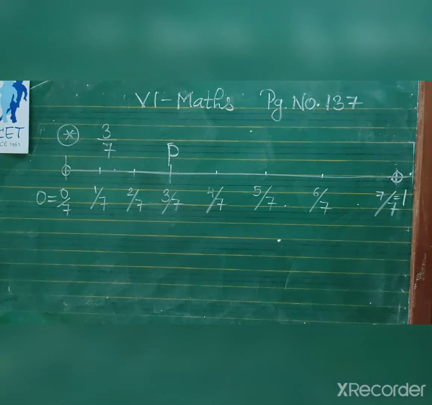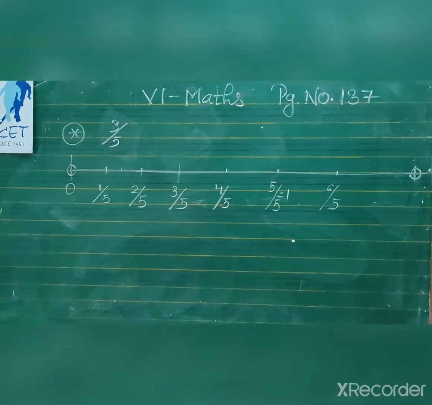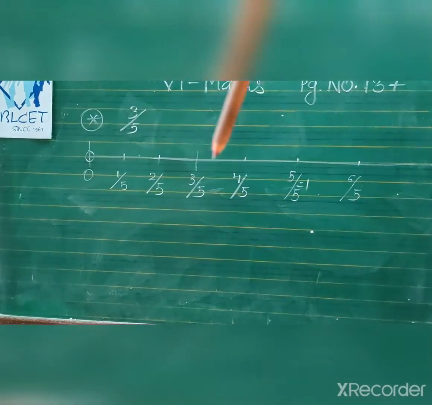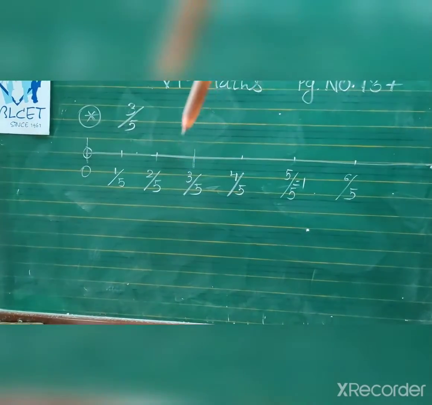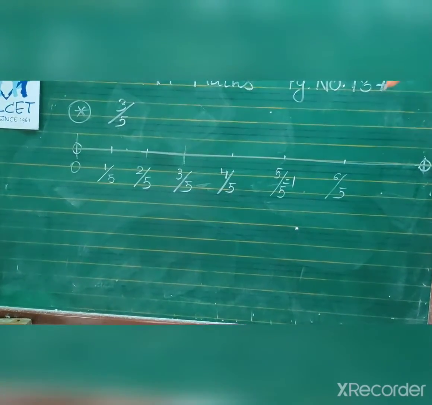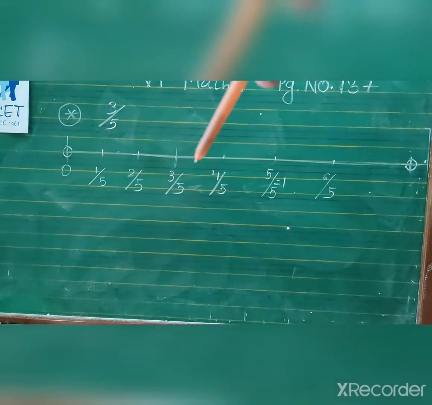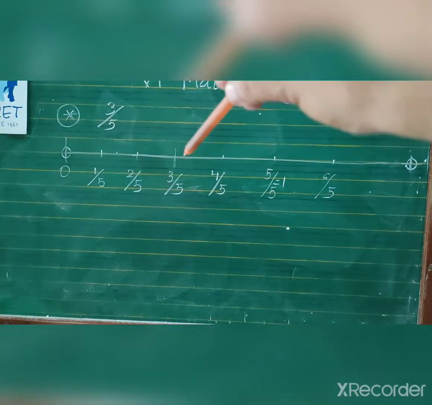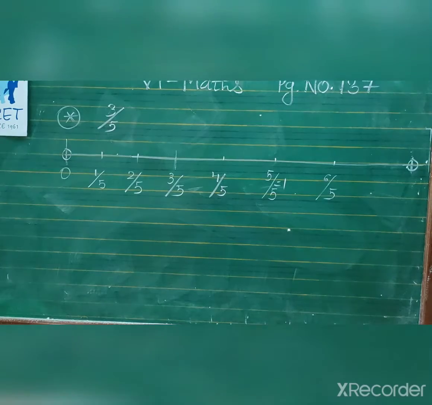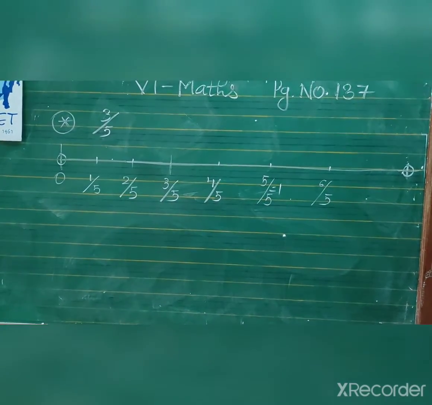Clear? Now see here, 3 by 5 we have to show on the number line, so we will divide the same way. We will take 1 centimeter distance. So 1 by 5, 2 by 5, 3 by 5, 4 by 5, 5 by 5, that is 1, and then 6 by 5. So many we can show here. Now 3 by 5, you will mark on this. Clear? Same way you can do 0 by 10, 5 by 10, 1 by 10.